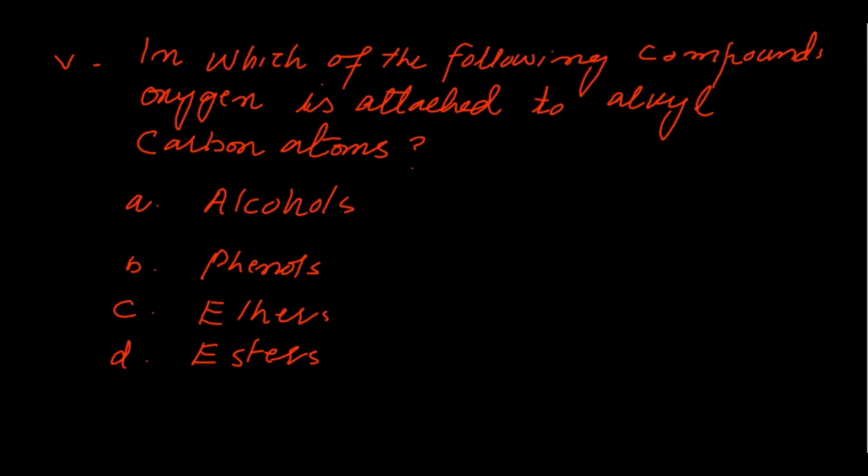The question which is given is, in which of the following compounds is oxygen attached to alkyl carbon atoms? It means we are asked to find a compound in which the oxygen atom is attached to alkyl carbon atoms. Now students, we are going to solve this question. We will write the structural formulas for the given compounds. The first compound which is given is alcohol. Right students, we write the structural formula for alcohol. We know very well ROH. This is the general formula for alcohol.